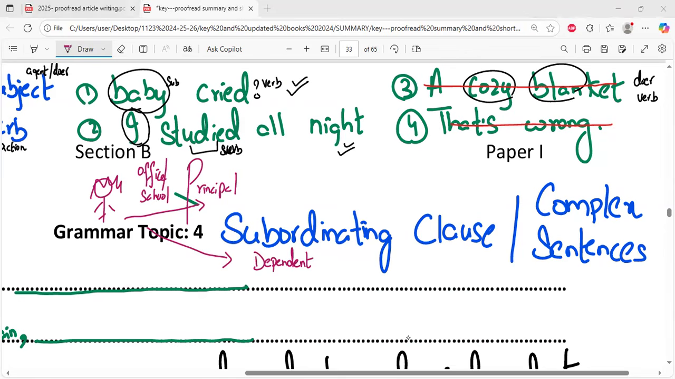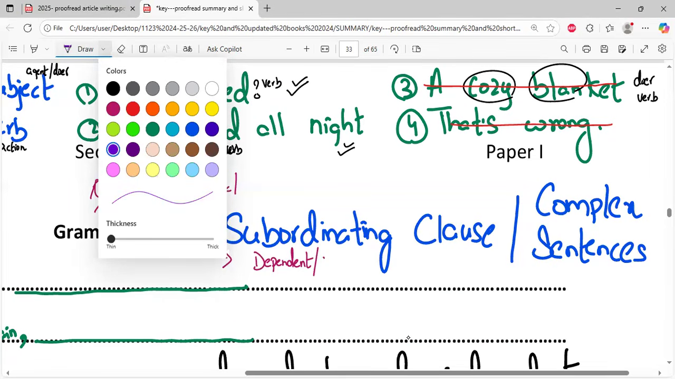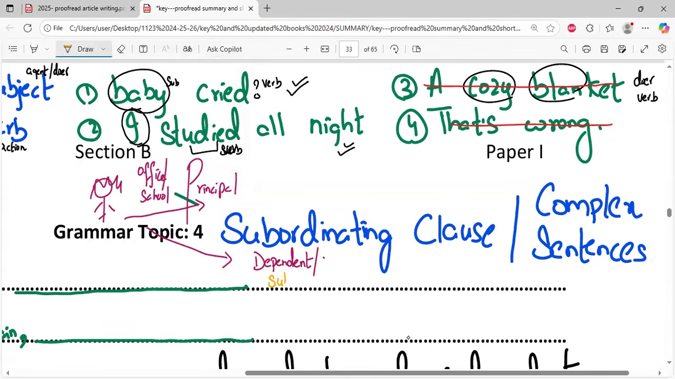In the English language, we also call this subordinates. So people who work under others are dependent on them or are called their subordinates.